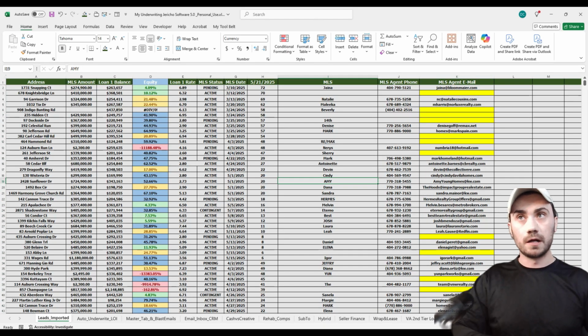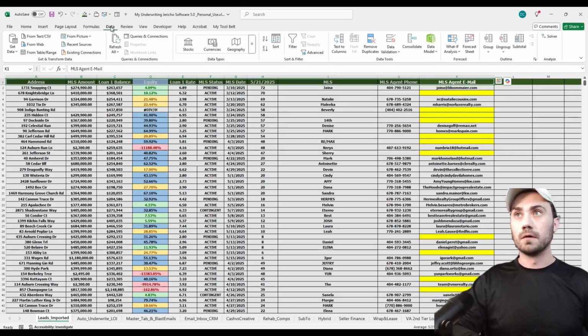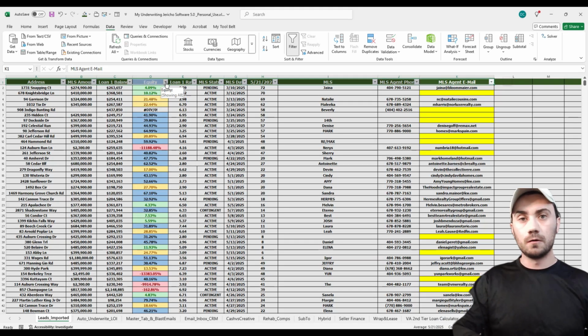So now we are ready to go. So what are we going to do? We're going to now add a filter here in row 1 from column A to column K. I'm going to go to the data tab here on the Excel workbook, click on the filter button, and let's start looking at properties from left to right based off of the filtration of low equity.